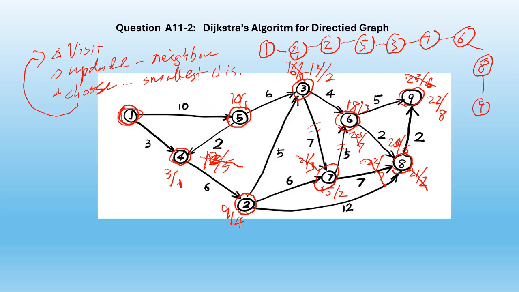So once you have this chain, this is called a visit sequence. All right, so the shortest paths form a tree. Remember, the visit sequence is not the tree.